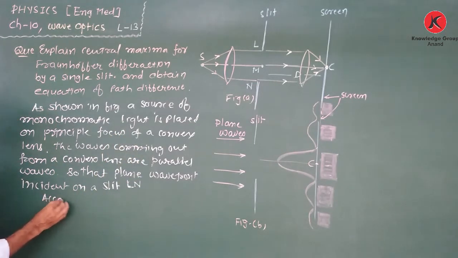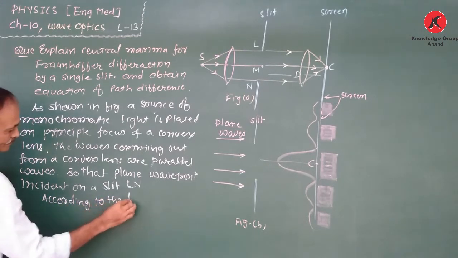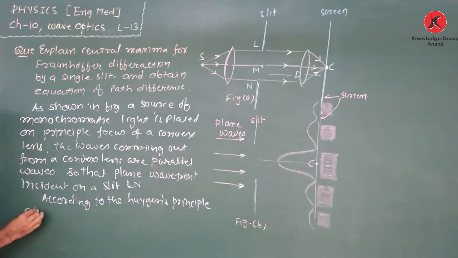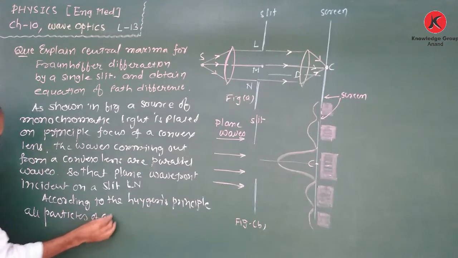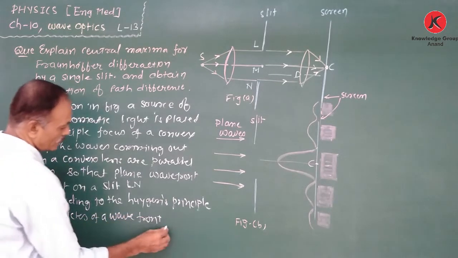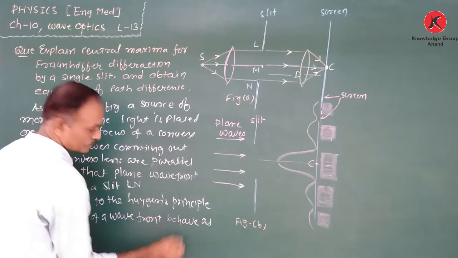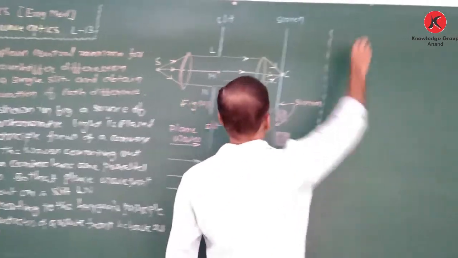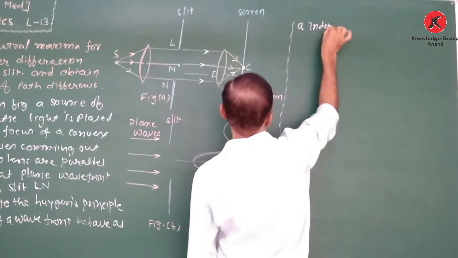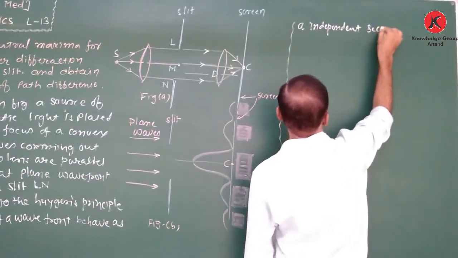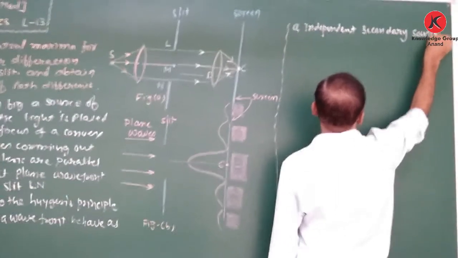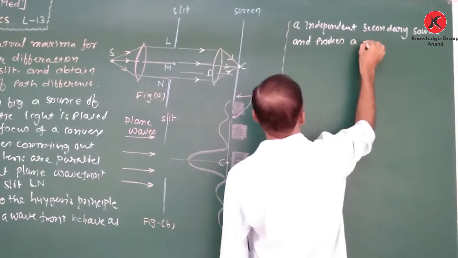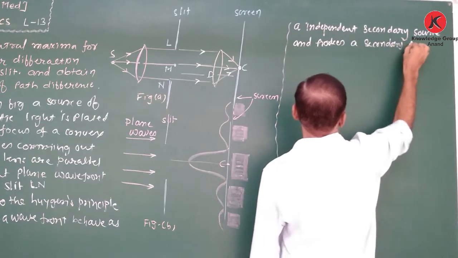According to the Huygens principle, all particles of a wavefront behave as independent secondary sources and produce secondary spherical waves.